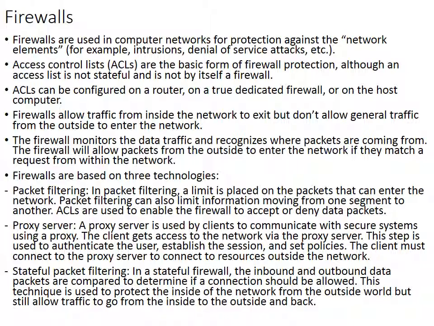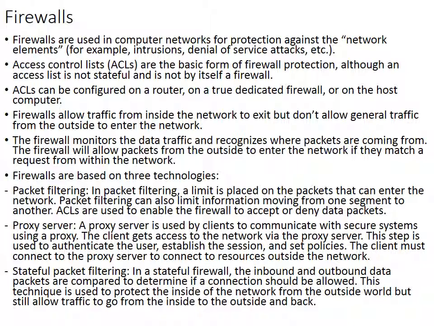Firewalls allow traffic from inside the network to exit but don't allow general traffic from the outside to enter the network. The firewall monitors the data traffic and recognizes where packets are coming from. The firewall will allow packets from the outside to enter the network if they match a request from within the network. A big problem with firewalls is that users assume a firewall catches all possible problems.